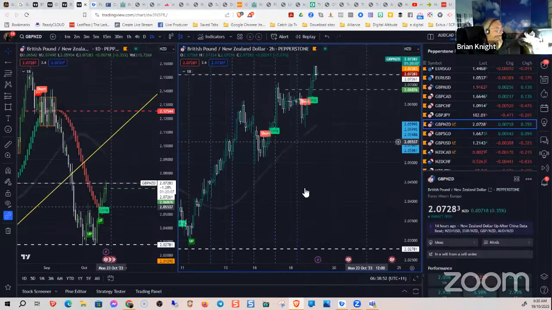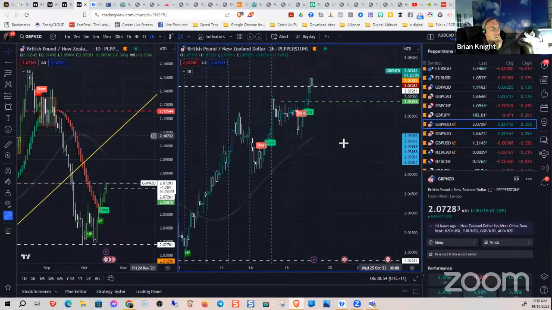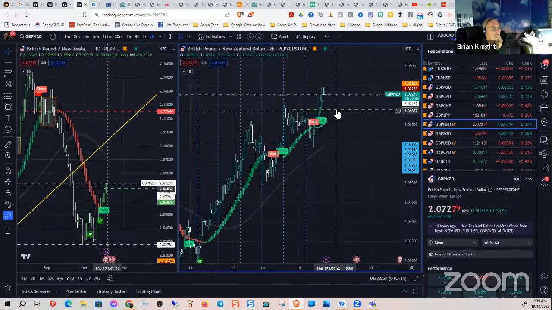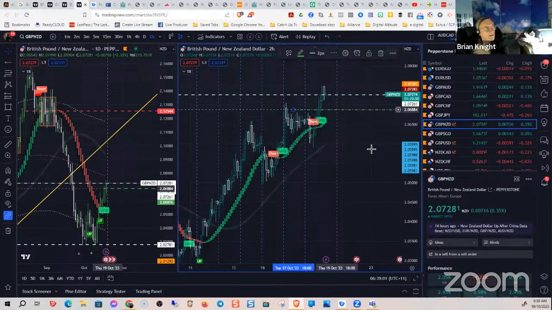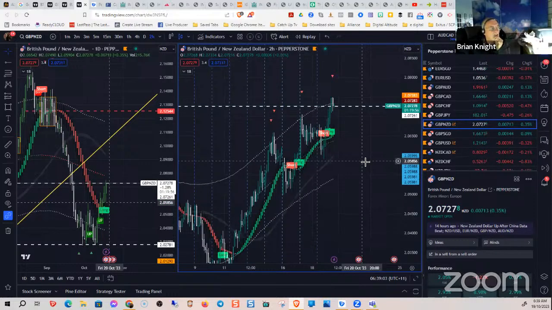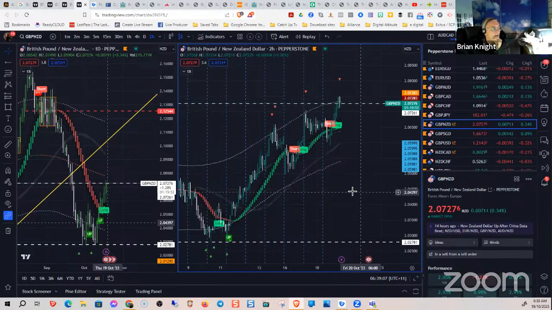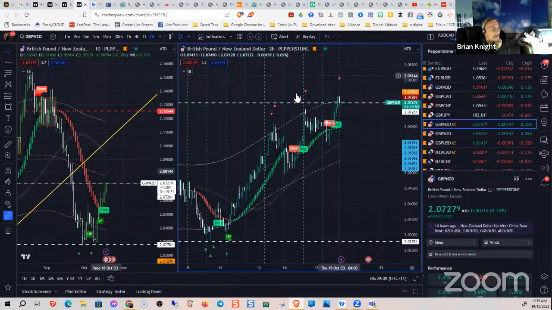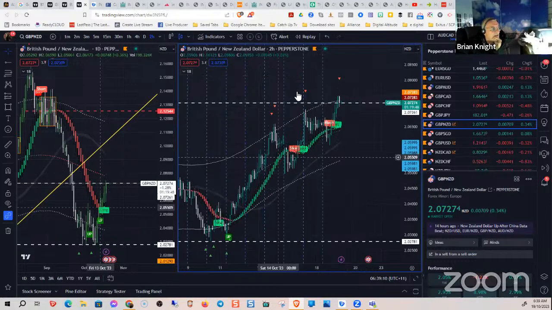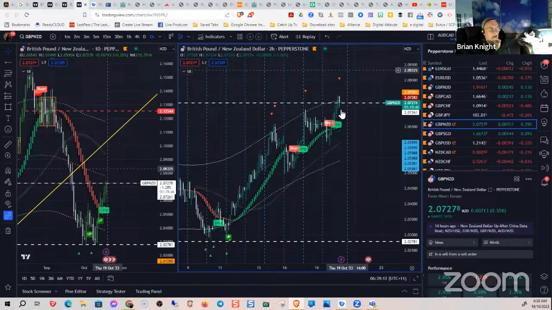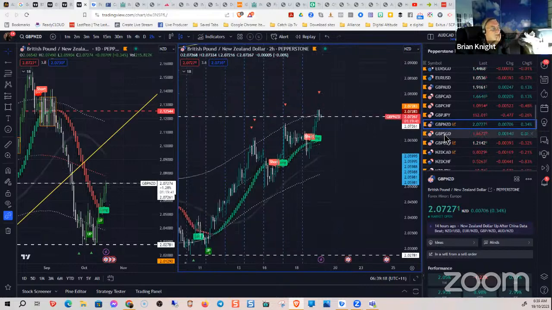GBP-NZD, again, is still pushing up, right? So if you're not in it, rats. You're going to have to look at these again this morning. Oh, wow, look at this. So this is pushed down. This was pushed down. This is pushed down. So wait for the pullback and then the continuation.